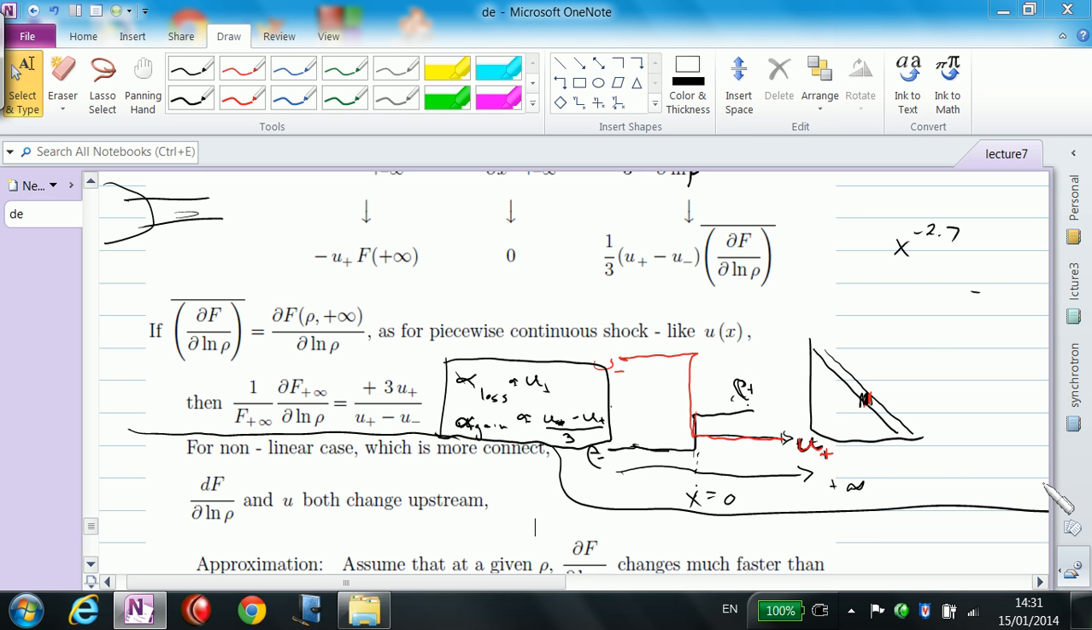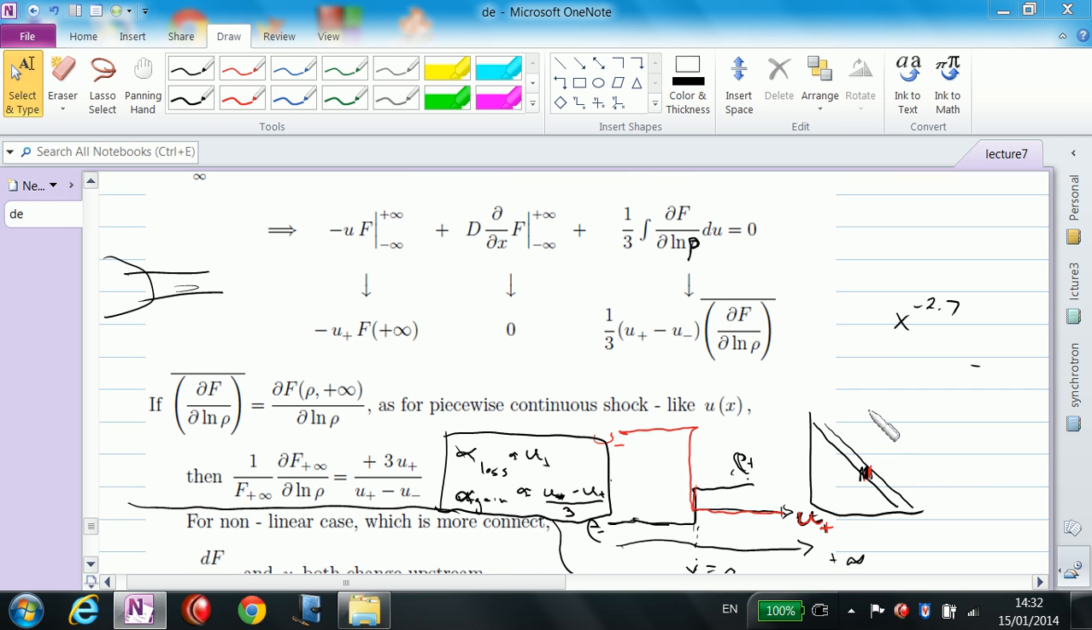Now, all of this up until now has been the linear approximation, the linear test particle treatment. You assume you had a shock profile, and then just calculated the response of test particles.